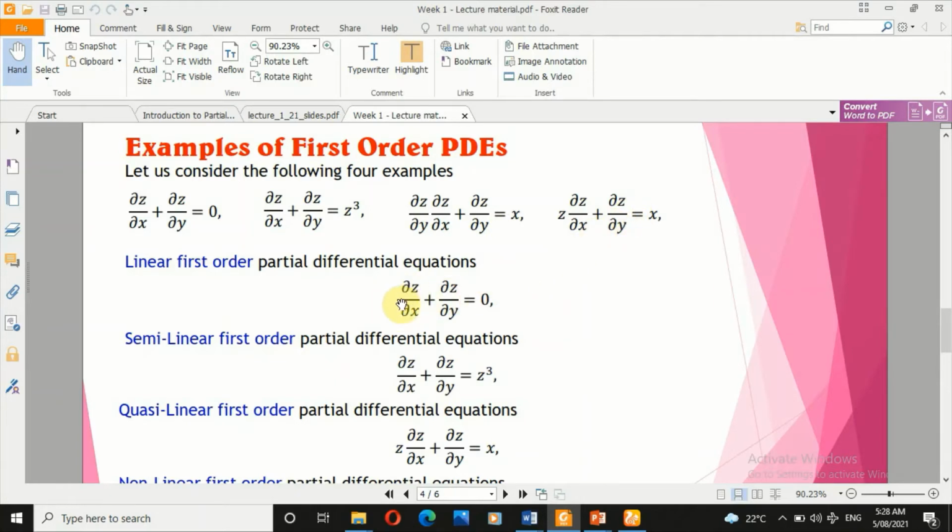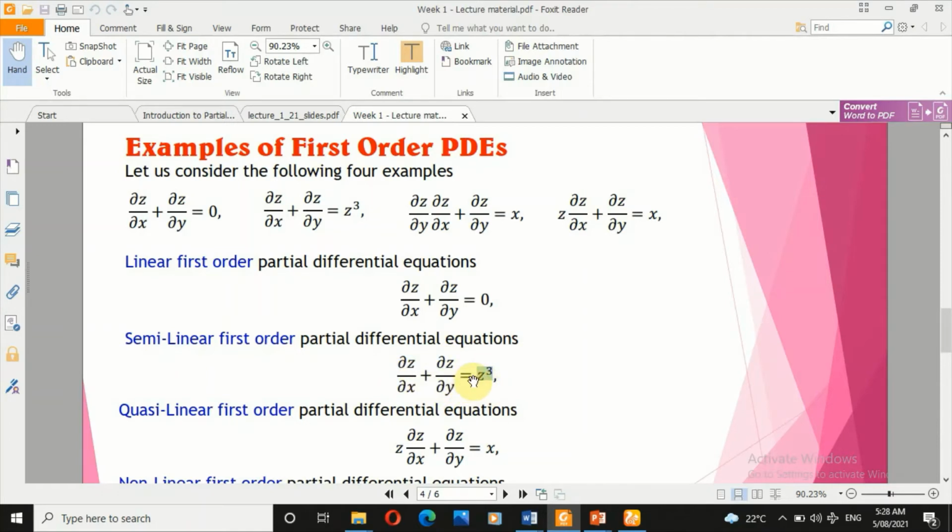You can see in this one that we have the derivative standing alone. So we call this one linear. So this one is linear, a linear first order PDE. It's first order, but we call it linear because we have the derivative standing alone. And we call this one semi-linear. You can see that this part is actually linear, while the other part is non-linear.